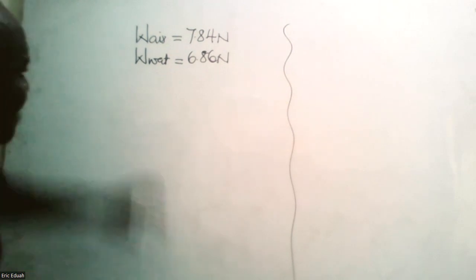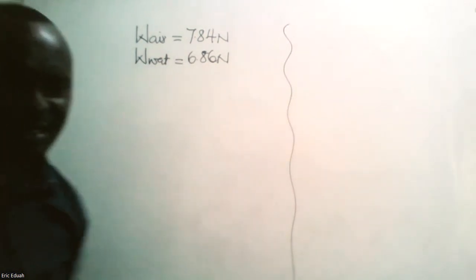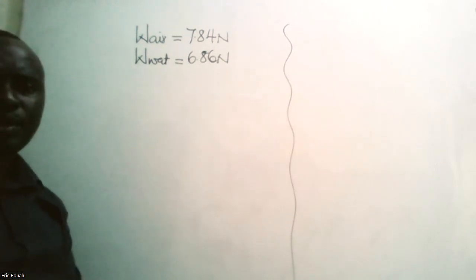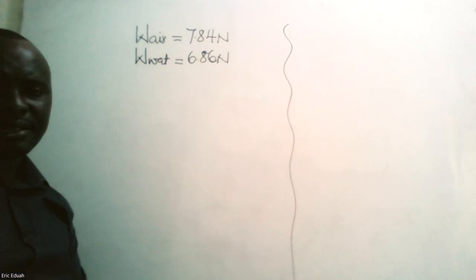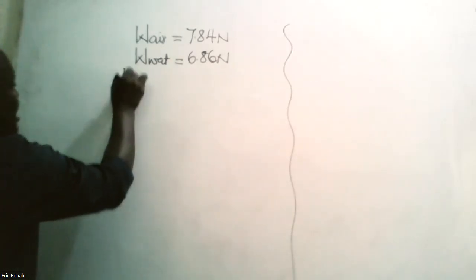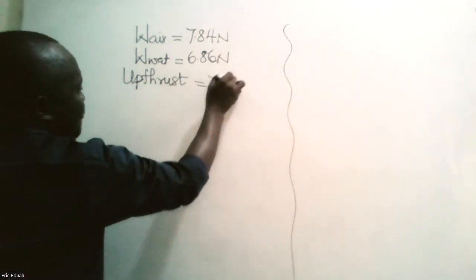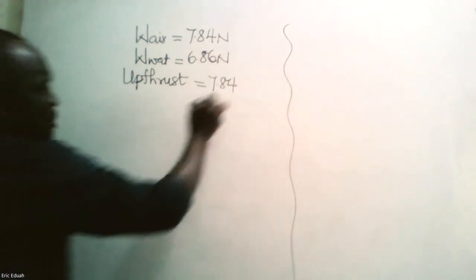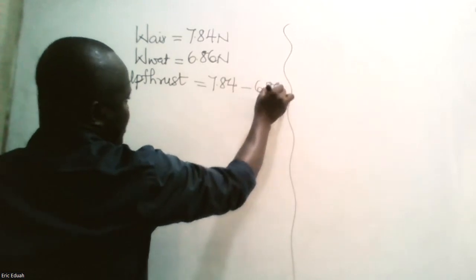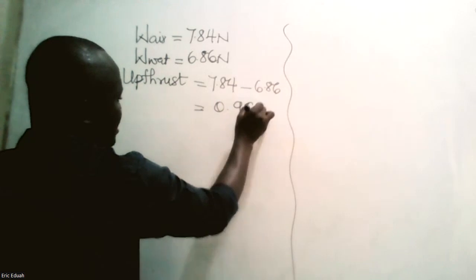Now I put it to you. Having the weight in air and weight in water, what can we find out of this? The upthrust. So we can determine the upthrust. Upthrust is equal to the real weight 7.84 minus the apparent weight 6.86. Please subtract that and give me the final answer. 0.98 Newton.